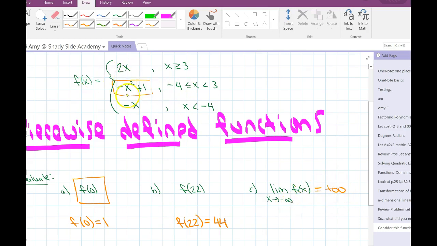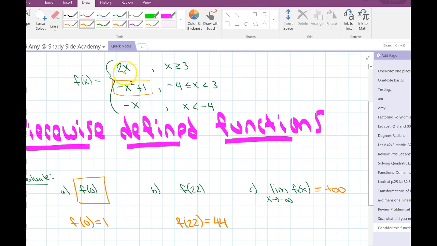I want you to notice something as well. I just happened to throw up a piecewise defined function where the pieces all happen to be polynomial, and that is certainly not a criterion. You can have a piecewise defined function where maybe this is a sinusoidal function, maybe this is a square root function, maybe this is a quadratic.